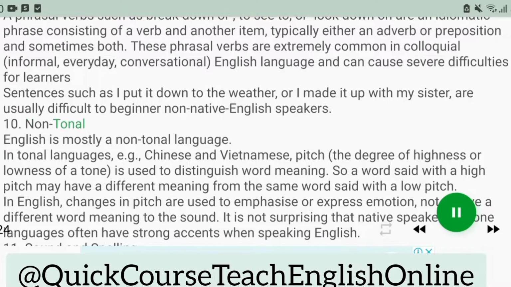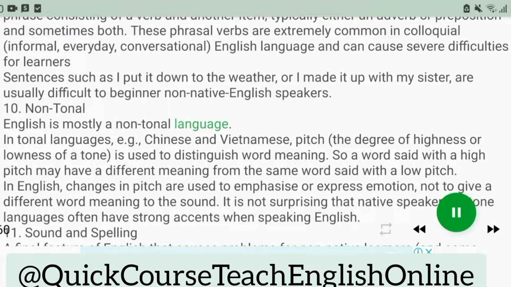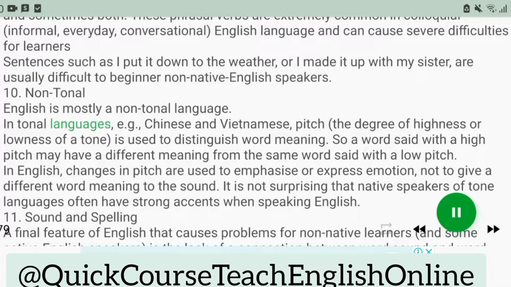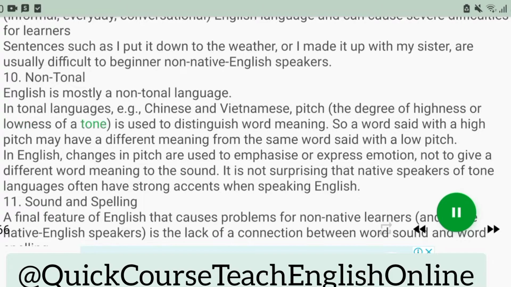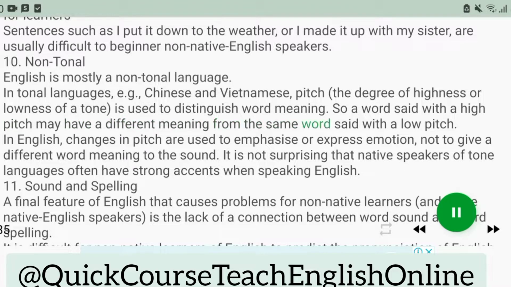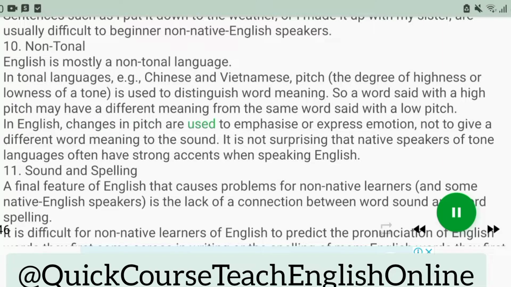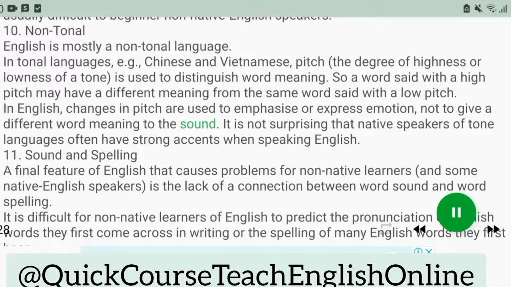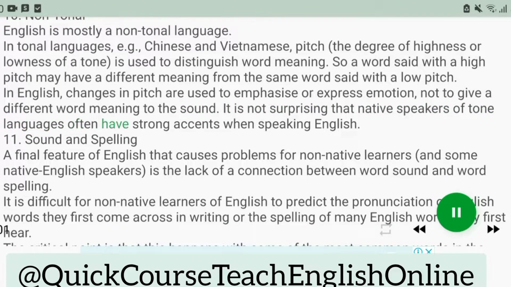10. Non-tonal. English is mostly a non-tonal language. In tonal languages, e.g., Chinese and Vietnamese, pitch, the degree of highness or lowness of a tone, is used to distinguish word meaning. So a word said with a high pitch may have a different meaning from the same word said with a low pitch. In English, changes in pitch are used to emphasize or express emotion, not to give a different word meaning to the sound. It is not surprising that native speakers of tone languages often have strong accents when speaking English.